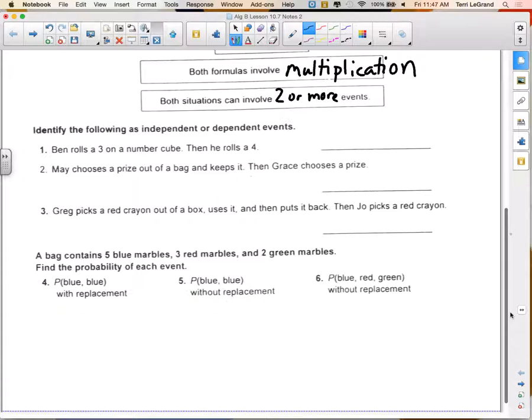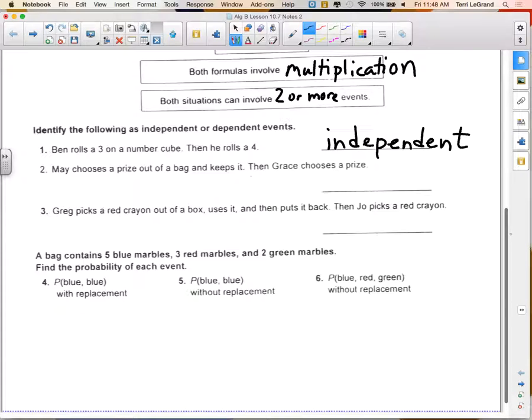Okay, so what kind of an event is rolling a number cube and then rolling it again? Independent. What you roll on the first and what you roll on the second are absolutely independent of each other. What you want might be a different story, but one does not affect the other. Just because you roll a 3 the first time doesn't mean you can't roll a 4 or a 3 or a 5 or whatever.